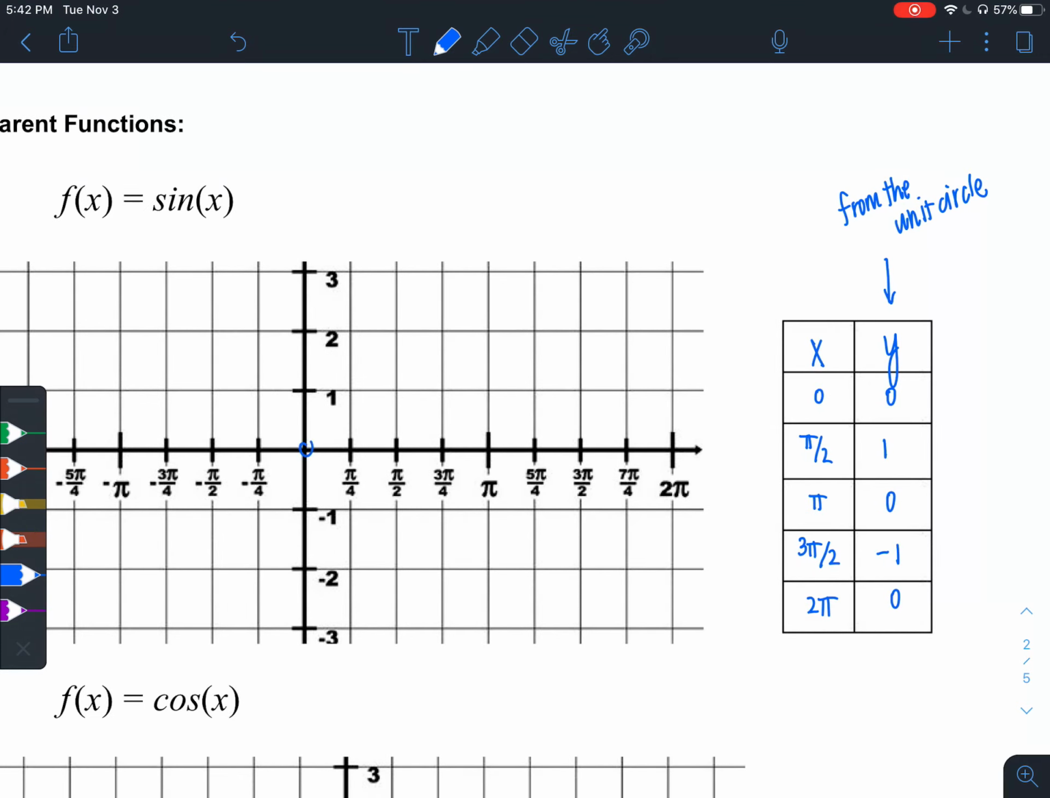Okay, so then we're going to plot these points: 0, 0, pi over 2, 1, pi, 0, 3 pi over 2, negative 1, and 2 pi, 0. So we graph. It's going to have a bit of a curve to it, and that's okay. All right, and it's just going to keep going up and down like that forever.